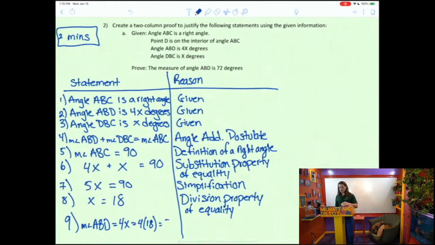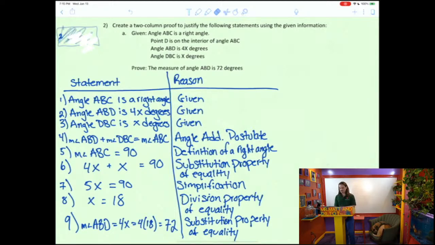Okay, so going through number 2, if we start with the given information, angle ABC is a right angle. Angle ABD is 4x degrees, and angle DBC is x degrees. Those are all given in the problem. Now, I went ahead and used the angle addition postulate. If you first defined a right angle to be 90 degrees, that's perfectly fine.